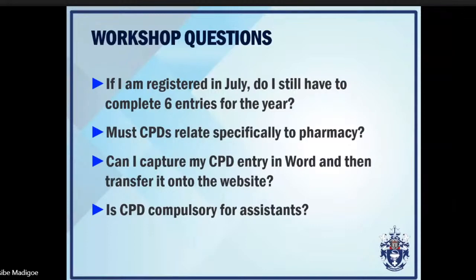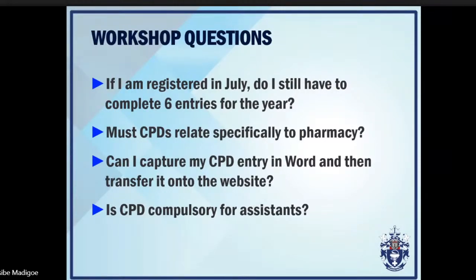The question here is, if I'm registered in July, do I still have to complete 6 entries for the year? I think I've answered this in my presentation. I did say that if you are registered at any point in time, council will prorate your CPD requirements. As I've said, you are required to complete 1 CPD every second month, so if you register in July, you will be required to complete 3 CPD activities and not 6.